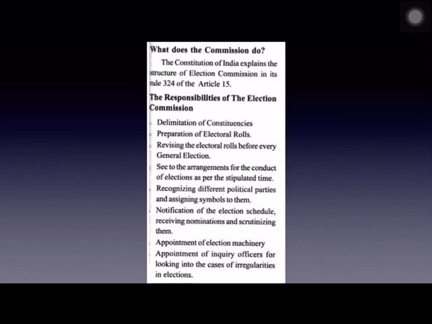These electoral rolls need to be revised because there is a 5-year gap between two general elections, and within these 5 years, many people may die. Their names are to be deleted from the electoral rolls, and many people become eligible to vote, and their names are to be enrolled in the electoral rolls. They are to be added to the list, and those who die, their names are to be deleted. So these electoral rolls are to be revised before every general election, and that is also done by the Election Commission. The Commission also sees to the arrangements for the conduct of elections.